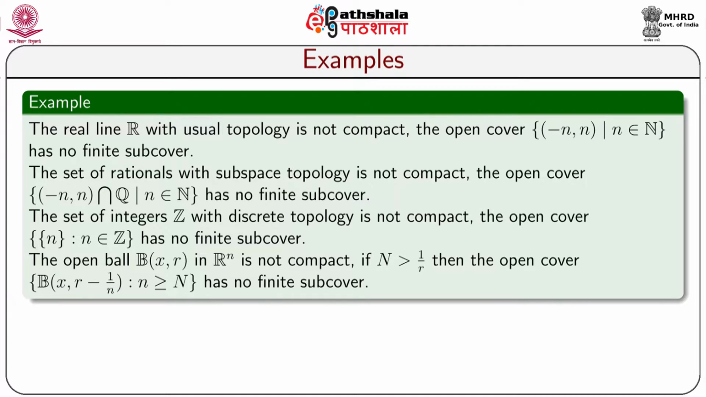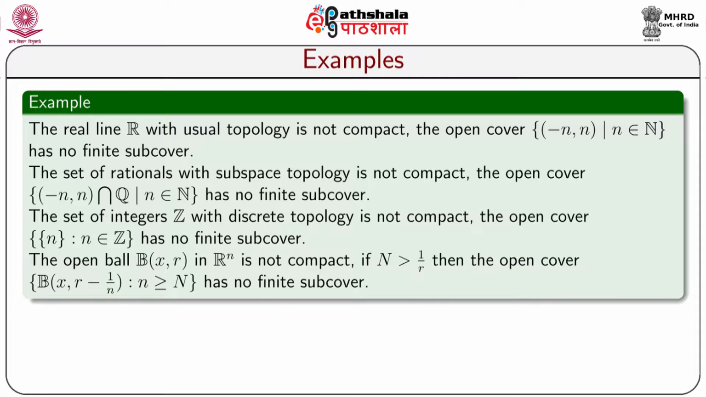Similarly, we can prove that the set of rationals with the subspace topology induced from R is not compact. In fact, the open cover (-n, n) intersection Q such that n belongs to N has no finite subcover. Similarly, the set of integers Z with the discrete topology is not compact. The open cover by singletons {n} has no finite subcover. In fact, no infinite discrete space is compact.